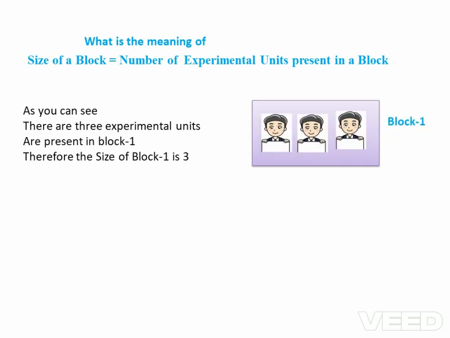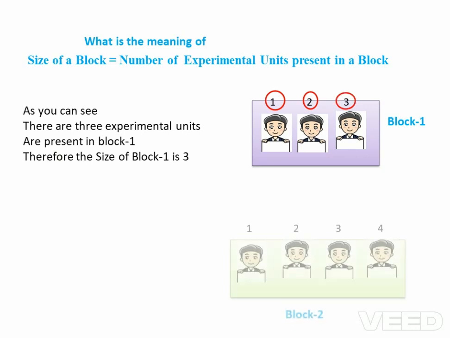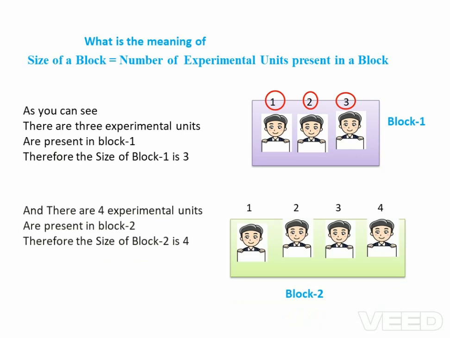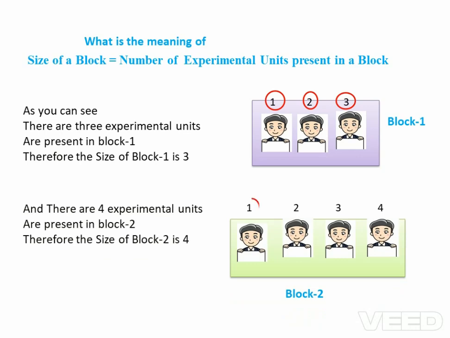As you can see, there are 3 experimental units present in block 1. Therefore, the size of block 1 is 3. And there are 4 experimental units present in block 2. Therefore, the size of block 2 is 4.